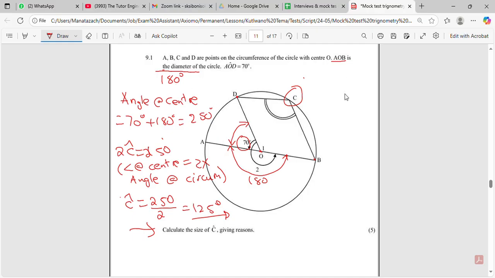So remember, someone might wonder, why is it 5 marks? Just for you to make sure that you maximize on the marks, make sure that your steps are clear. So you start by saying AOB is 180 degrees, right? The reason is the diameter is a straight line, right? You can start by that statement and then formulate the angle at the center, and then make this statement for the angle at the circumference, and then calculate the angle at the circumference.